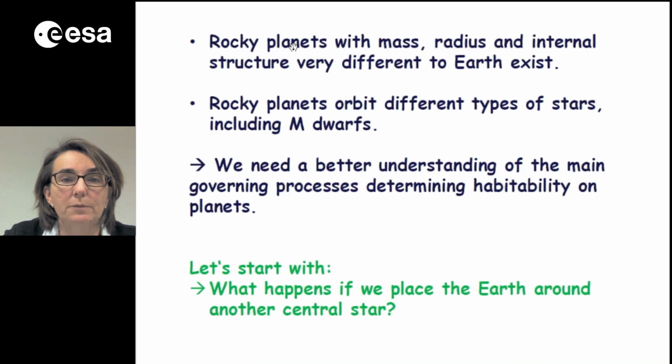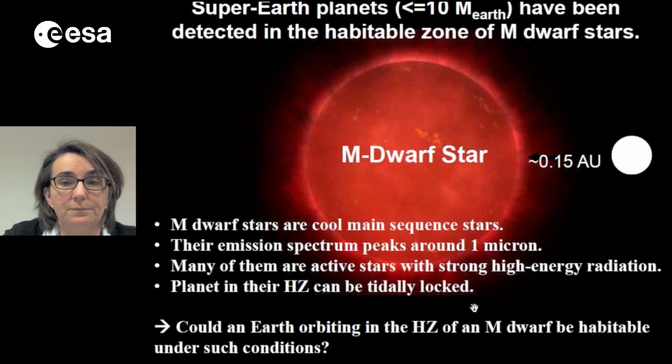What we know is that rocky planets with mass, radius, and internal structure very different to Earth exist. We know that many of these detected planets orbit different types of star, including the cool M dwarfs. And to understand if these planets could be habitable, we need a better understanding of the processes that govern habitability. So as a start to address this question, we can ask what happens if we place the Earth around another central star.